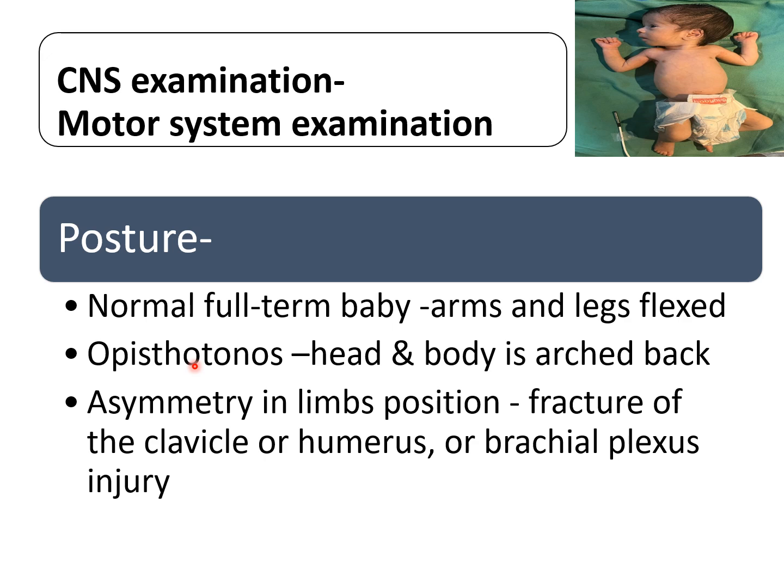In opisthotonus posture, the head and body are arched back. It is an abnormal posture seen in CNS conditions and when the baby has hypertonia. Asymmetry in the limb position can be there whenever there is a fracture of the clavicle, humerus, or brachial plexus injury, which is very common in the newborn baby. It is a birth injury and is commonly associated with breech delivery.